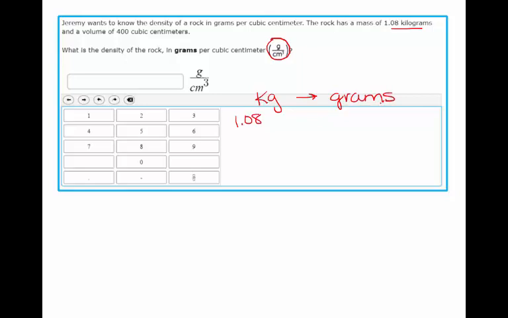This is considered a unit conversion. If you look at your reference sheet, they give you conversions on there. You should see that kilo, K-I-L-O, means 1,000. And so if you multiply this by 1,000, then you have 1,080 grams.